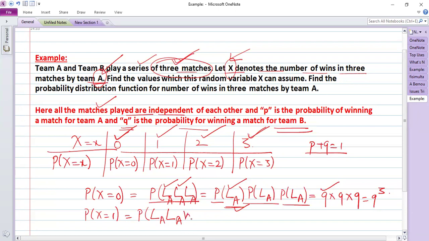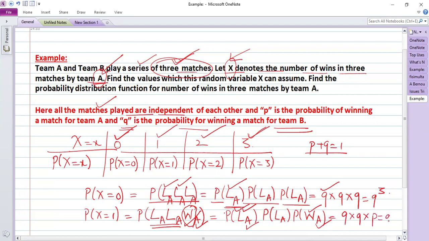So if I write like this, here I will write 1A. It means team A has won only one match, and two matches they have lost. Now this will be probability LA, probability LA and probability WA. What is LA? Team A lost the match. And what is WA? Team A has won the match. Now this will be nothing but Q into P, basically Q square P. So for X equal to 1, its probability is Q square P.